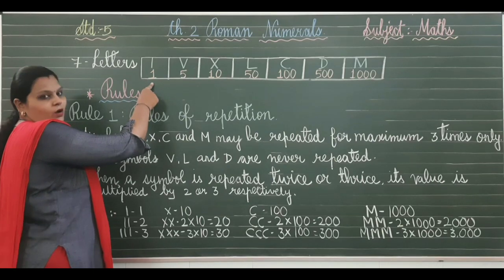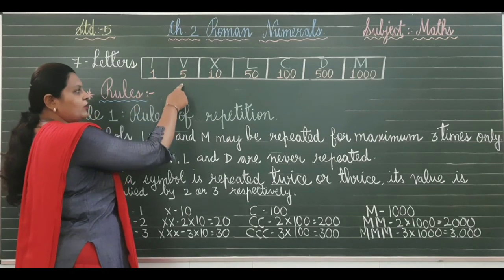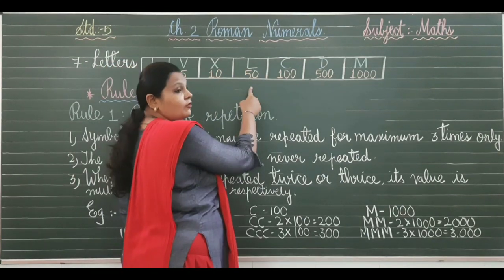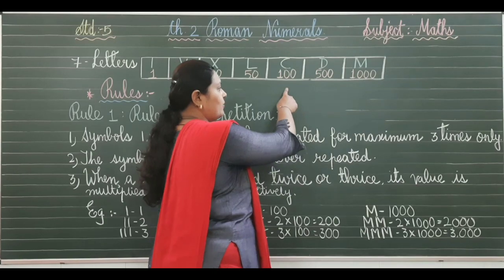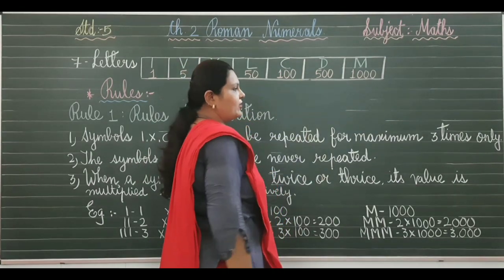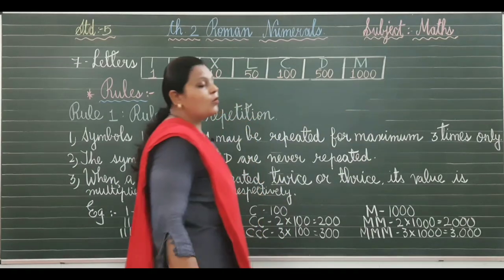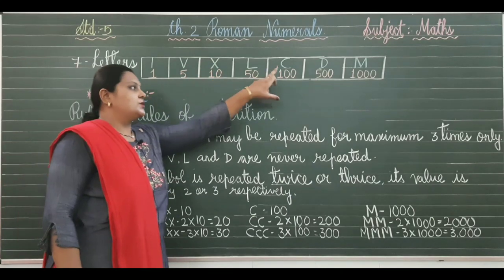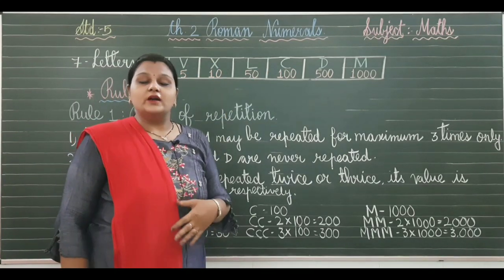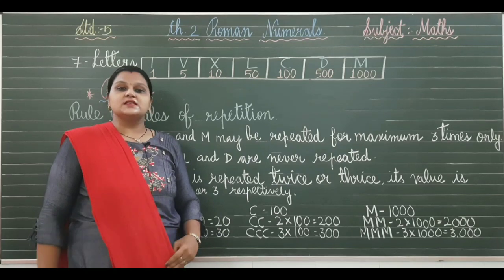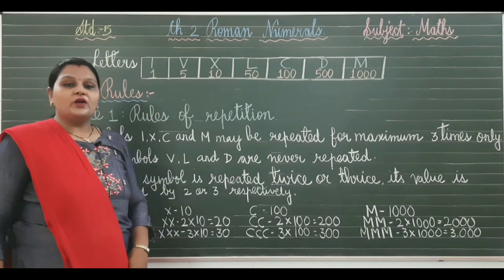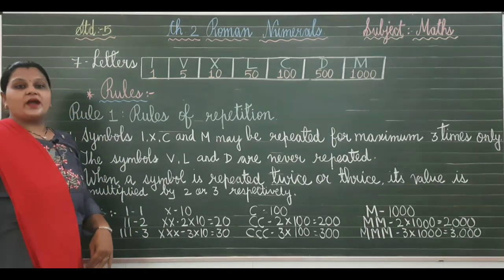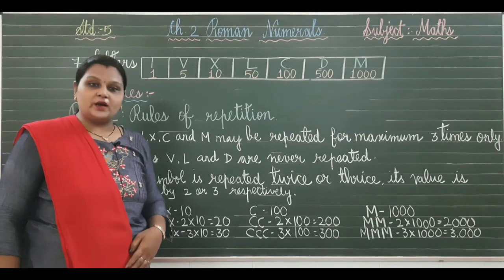I stands for 1, V stands for 5, X stands for 10, L stands for 50, C stands for 100, D stands for 500 and M stands for 1000. We have to write each and every letter in capital letters only. You cannot use cursive or small letters. Okay, this is the rule. When we are writing in Roman, you have to write in capital letters only.